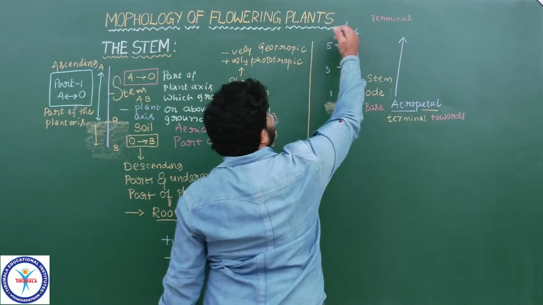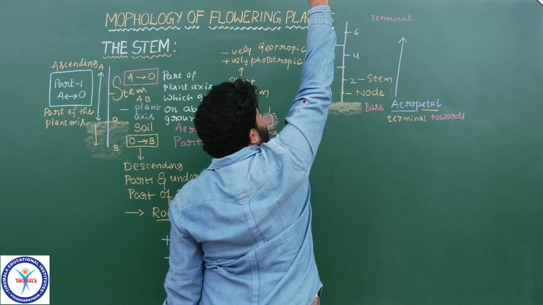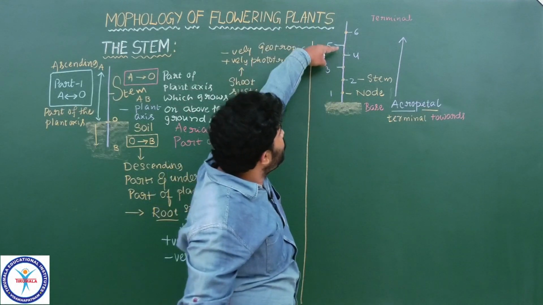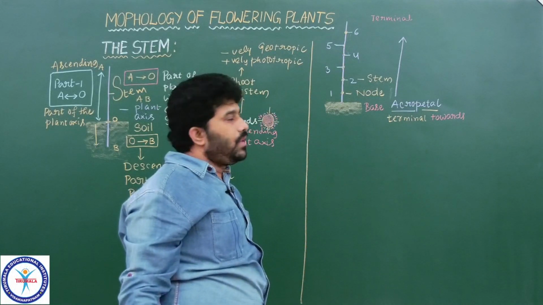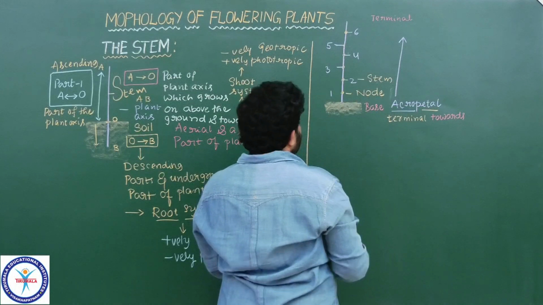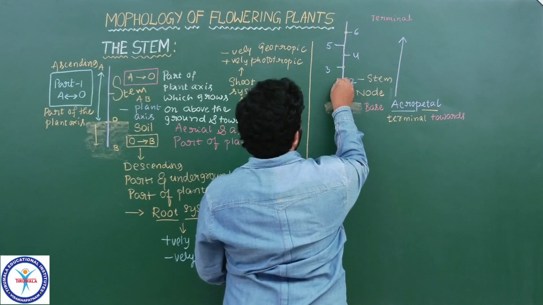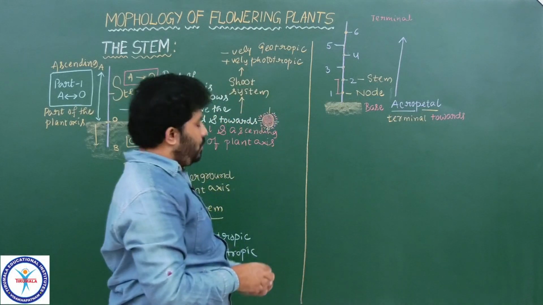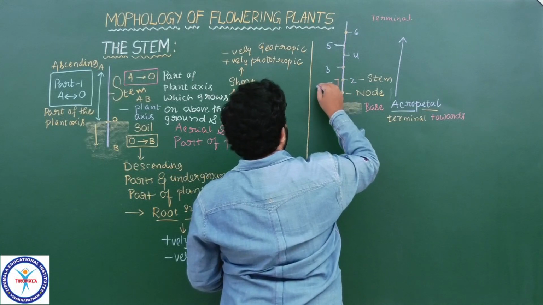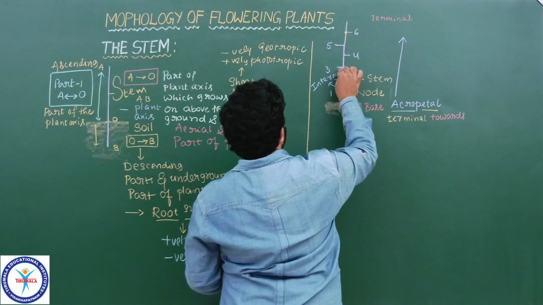Like that, along with growth and development, the number of nodes continuously increases in the stem, which continuously increases in length, and a number of nodes and internodes are differentiated. All these points or regions on the stem are called nodes. Already I said, for example, node 1 to node 2, this mid portion of the stem is called internode. Note down, internode.